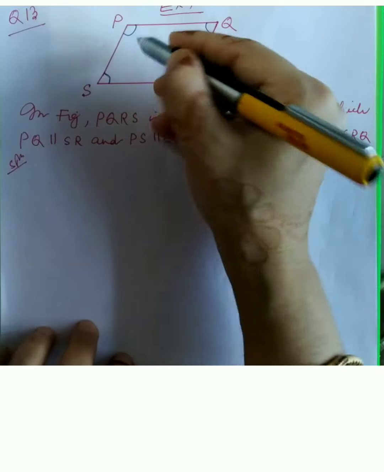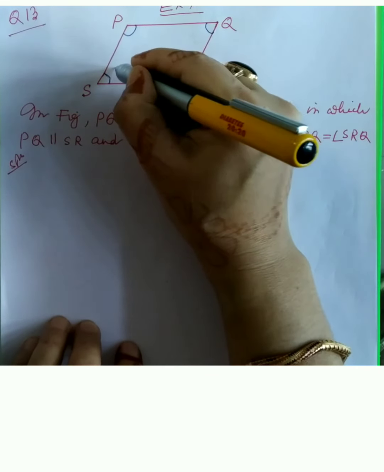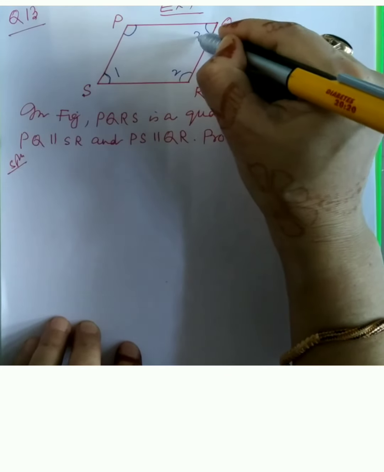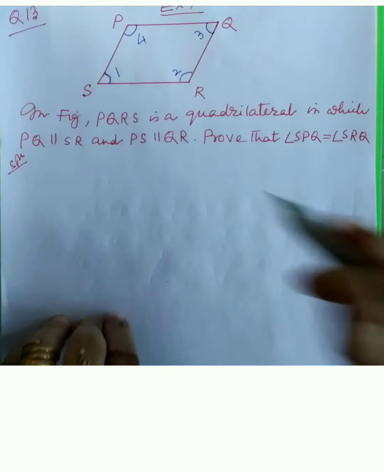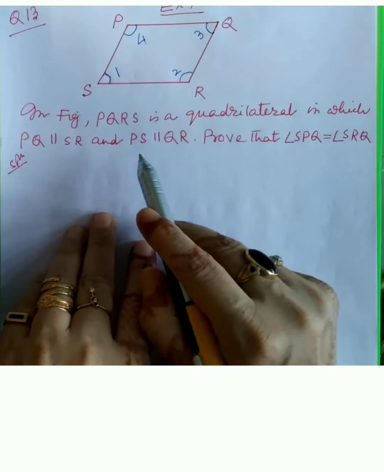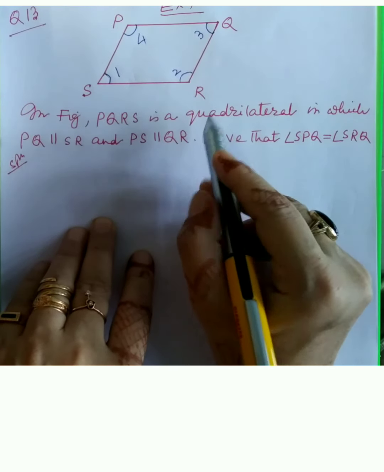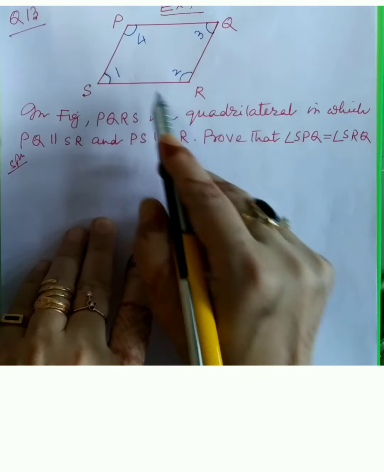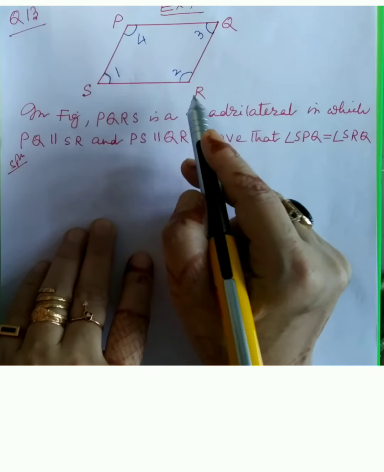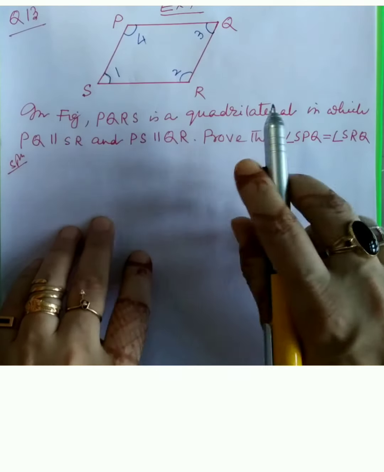Okay. First of all, let me name these angles as 1, 2, 3, 4. So we'll have to show angle SPQ, which means angle 4, is equal to angle SRQ, which is angle 2. Angle 2 is equal to angle 4. We'll have to show this.